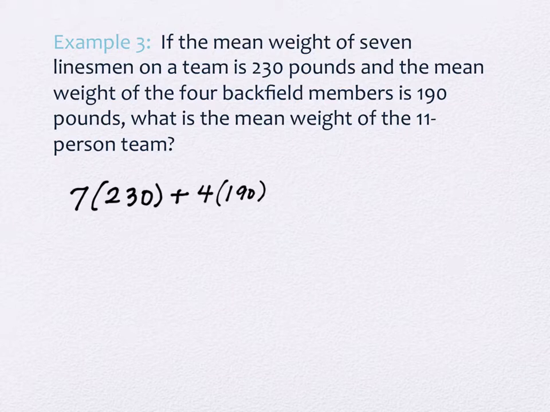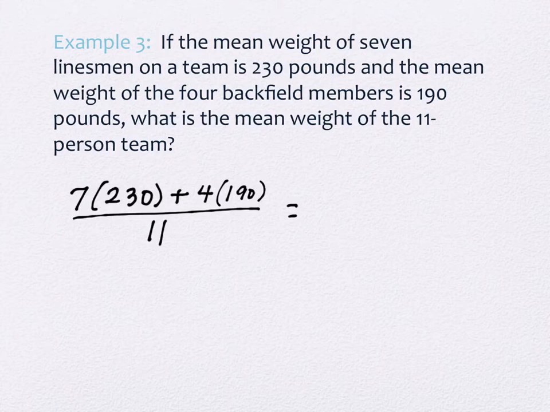Okay, so this is the total weight of the football team. That's what we just found out. Well, of this particular group of 11 people on the football team. So how can I then find the average when I consider them all together as a group instead of in their individual little pieces? Right. I can add those up, and then I can divide by the total number of players, which is 11. So if you were to take 7 times 230 plus 4 times 190, and then divide all of that by 11, what do you get?